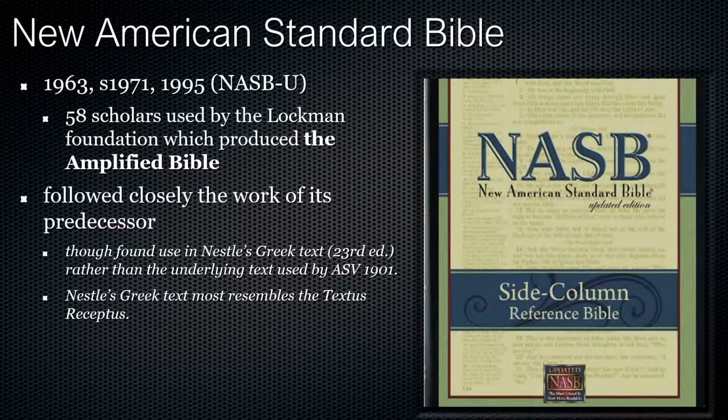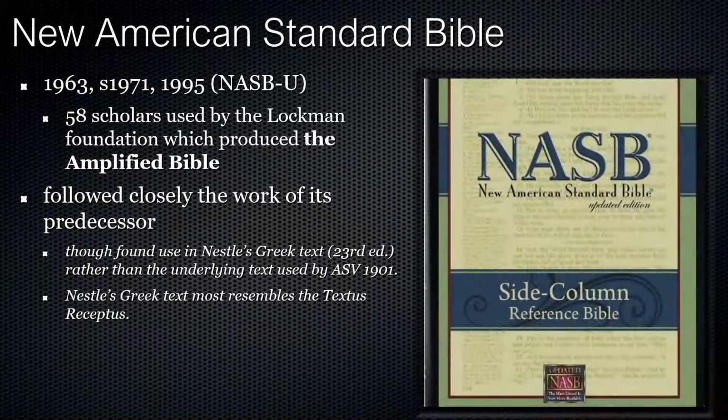And so there are a couple other things. It did follow somewhat closely its predecessor, in other words, the ASB, 1901. Though it used Nestle's Greek, 23rd edition, rather than the underlying text that was used for the American Standard 1901. The scholars reference the American Standard 1901, but they used a different Greek text, and so it does come out differently. In fact, the Nestle's Greek text resembles more the Textus Receptus, which is what the King James is actually based on.